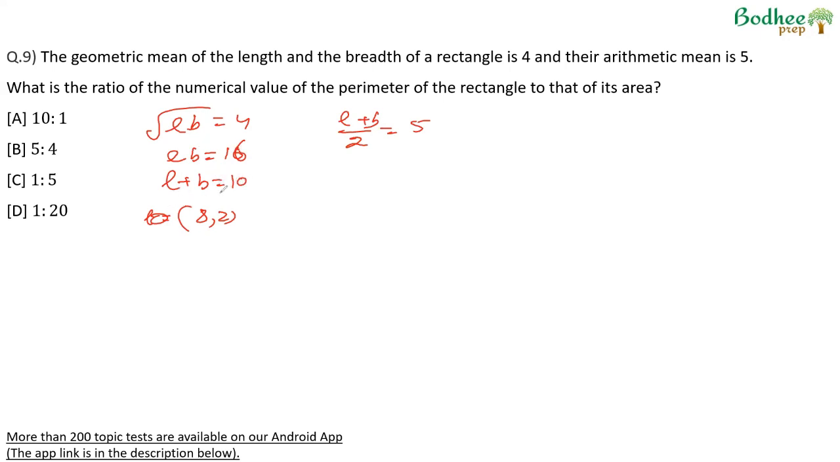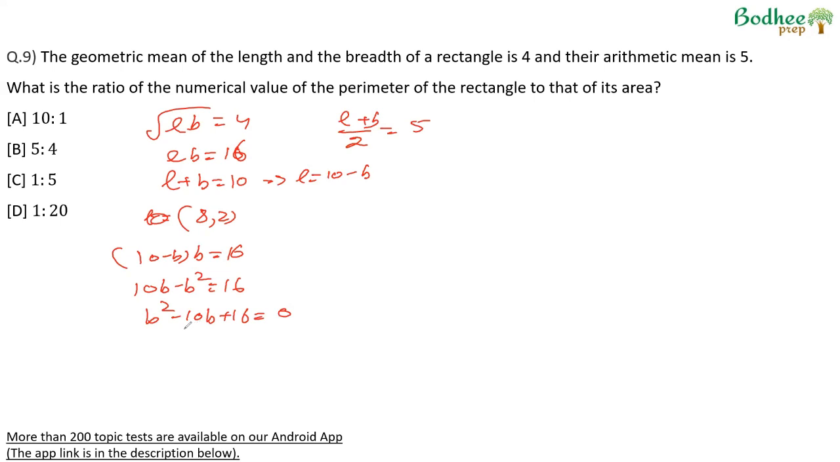If we want to solve, we can go ahead and solve as well. From here, we can write L is equal to 10 minus B, substitute it here. (10 minus B) into B is equal to 16. 10B minus B square is equal to 16. B square minus 10B plus 16 is equal to 0.